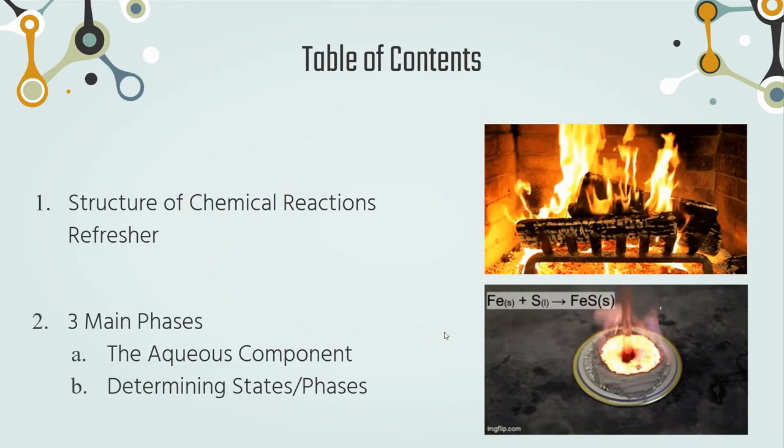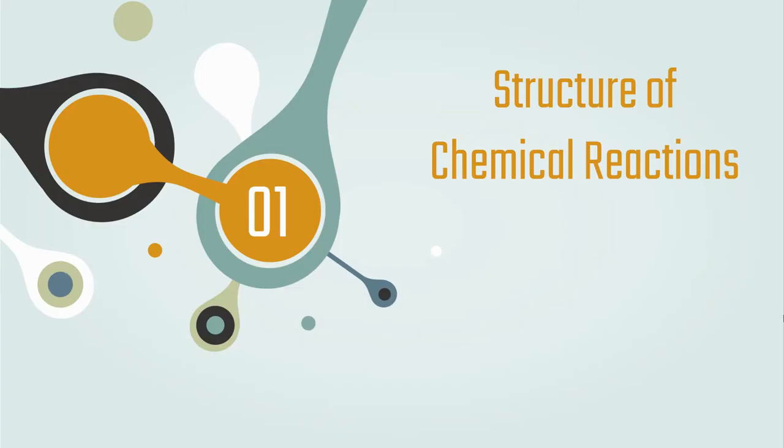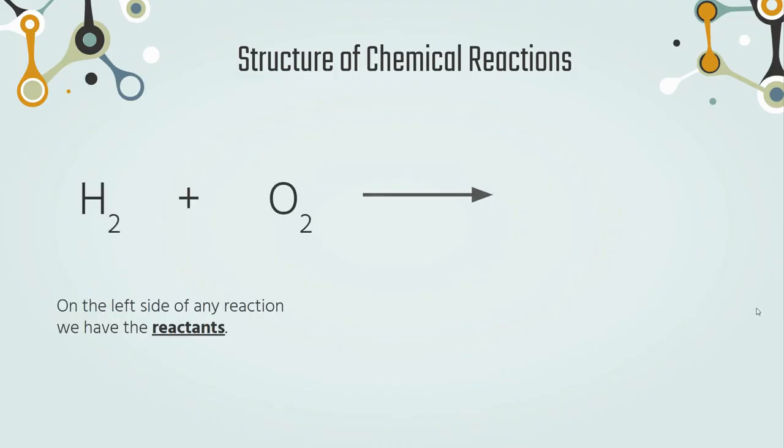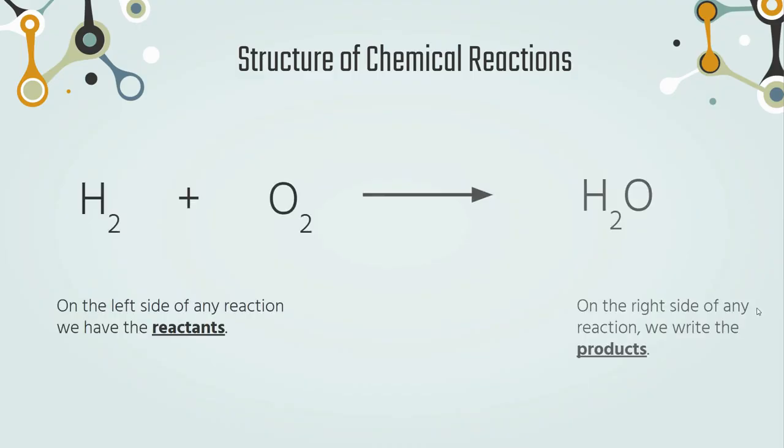So overall, the structure of chemical reactions, we've seen a lot of these so far. As a reminder, on the left side, we put our reactants. Those are our starting materials. And on the right side, we put our products. And this arrow shows the reactants becoming the products. So we can see in this case, H2, hydrogen, plus O2, oxygen, creates H2O, or water.